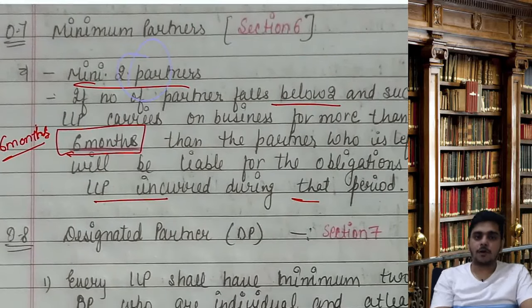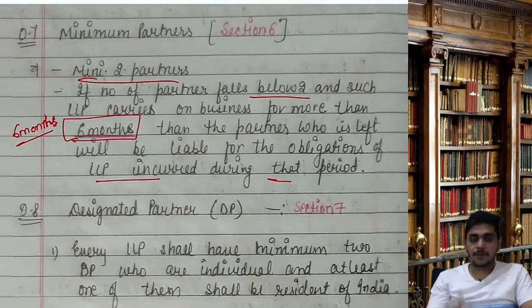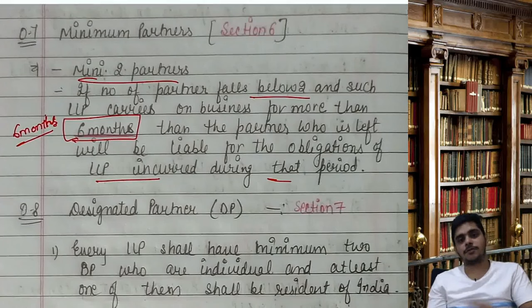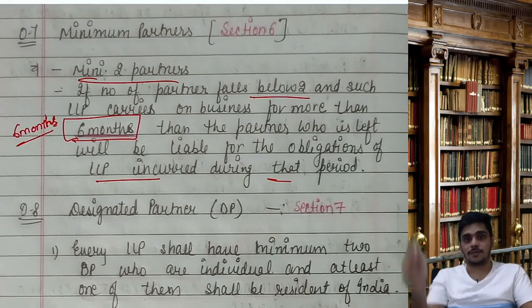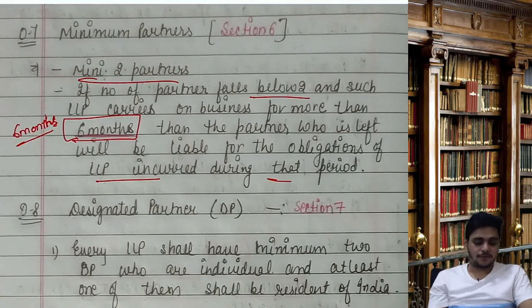So, sir, there should be minimum how many partners? Two partners. If the number of partners falls below two, and such LLP carries on business for more than 6 months, same concept as the Companies Act, then the partner who is left will be liable for the obligations of the LLP incurred during that particular period.